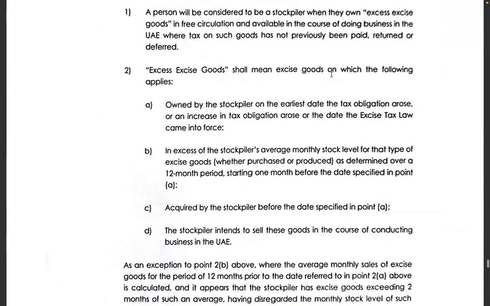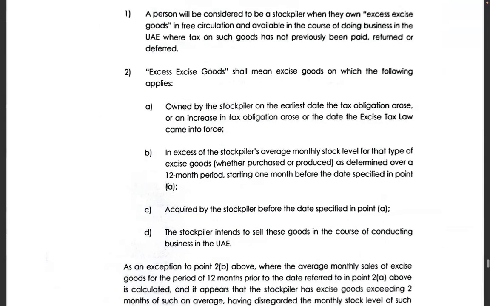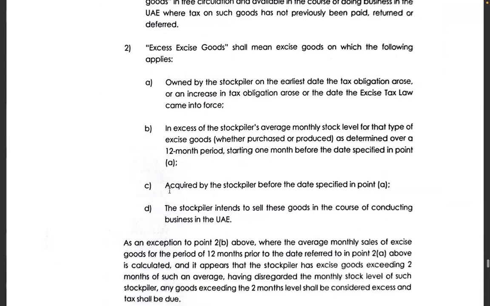Excess excise goods shall mean excise goods on which the following applies. So we have covered A and B, and now we are looking at C: acquired by the stockpiler before the date specified in point A. In point A, we talked about the first date on which the excise tax obligation arose. So excise goods would be those goods which were acquired by the stockpiler even before this date, the first date of the excise tax obligation.